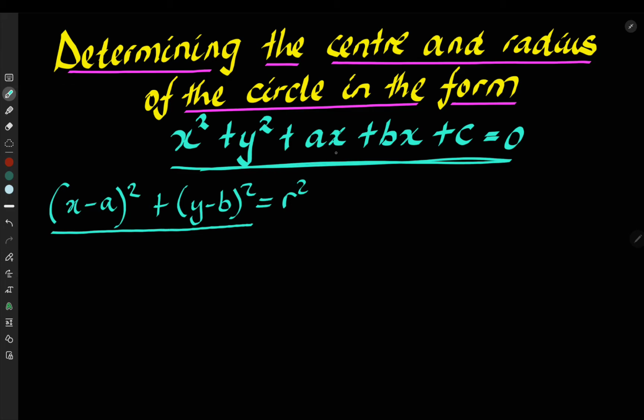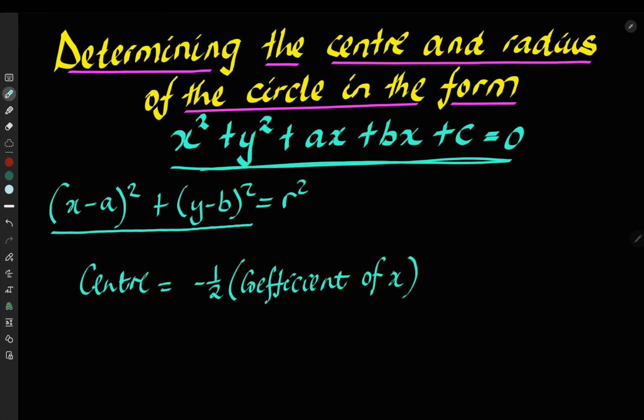So when you are given the equation in this format and you are asked to determine the center and the radius of the circle, what you simply do is say the center of the circle will be equal to negative half multiplied by the coefficient of x. So in this case, if you look at this equation, the coefficient of x is a. So that will be just equal to negative half times a.